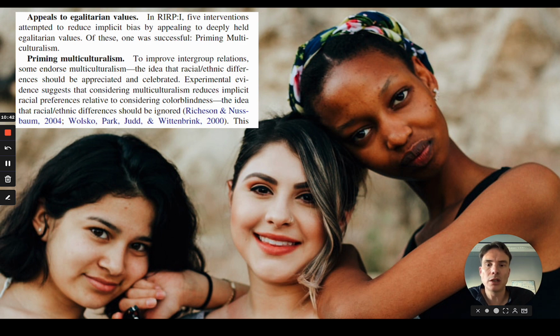Some endorse multiculturalism, the idea that racial and ethnic differences should be appreciated and celebrated. Experimental evidence suggests that considering multiculturalism reduces implicit racial preferences. Remember when we talked about the value-based interventions, this is exactly it. It's like, remember, in Society X, in South London, we cherish multiculturalism, so these are values we have and should live by. Then we try to nail them in and ensure that people are really aware of them and make them guide their behavior.